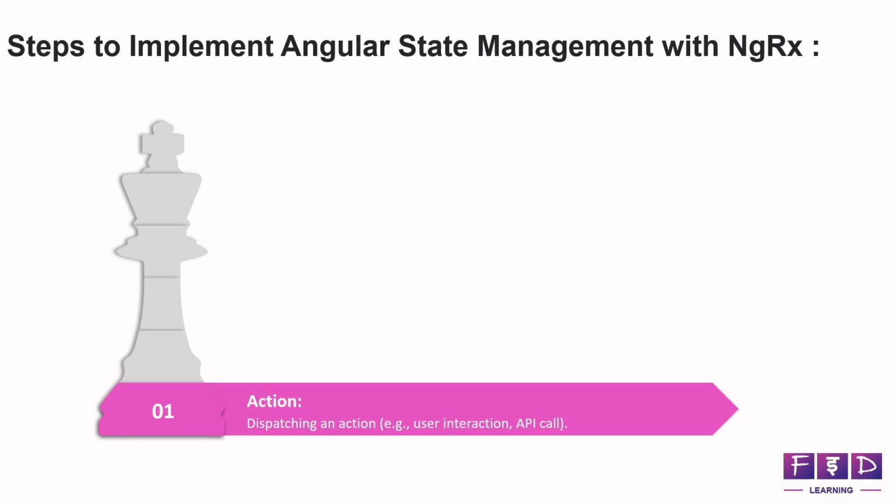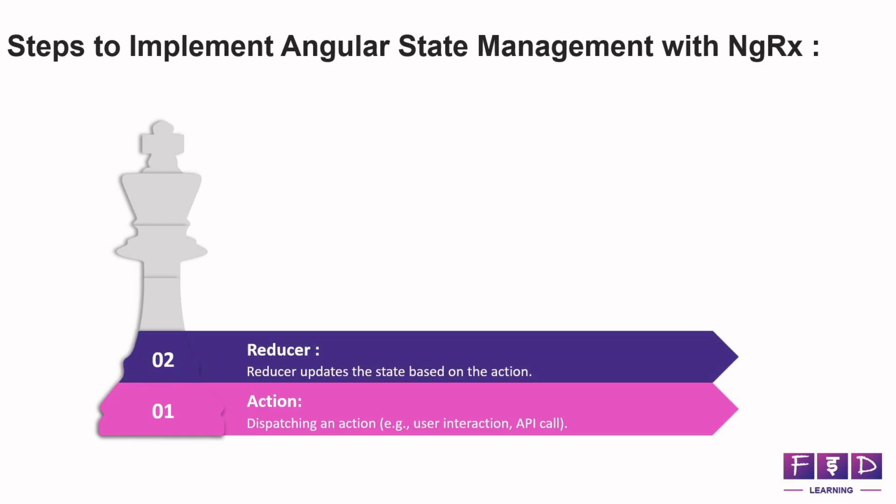In NgRx, actions represent events that trigger state changes. For example, user interaction, API call, or we can say form submission, logins, or data retrieval. Like in our counter example, we will define 3 actions, one for incrementing, one for decrementing, and one for resetting the count. Okay. Next step is to create a reducer.